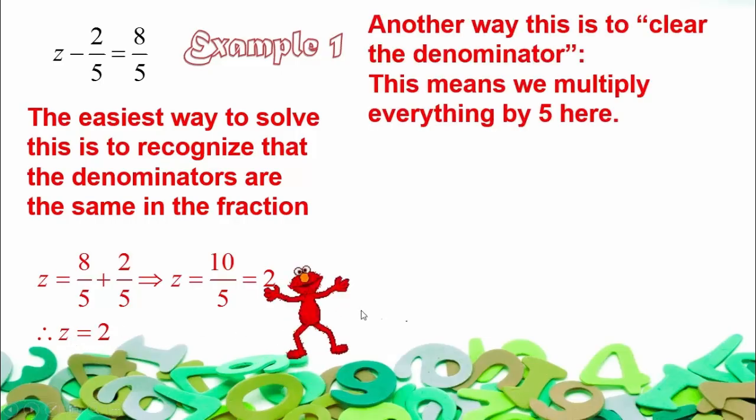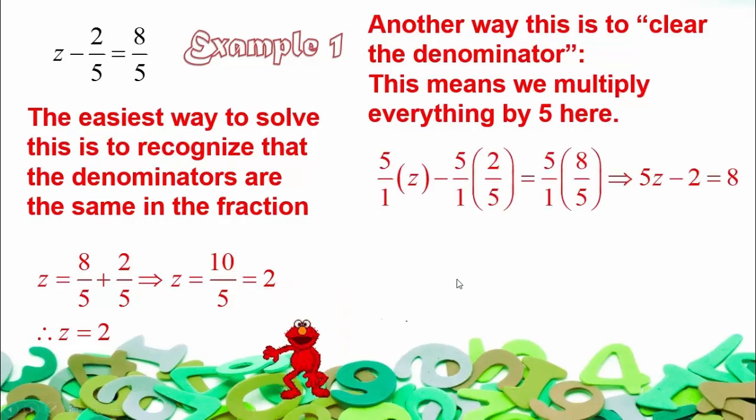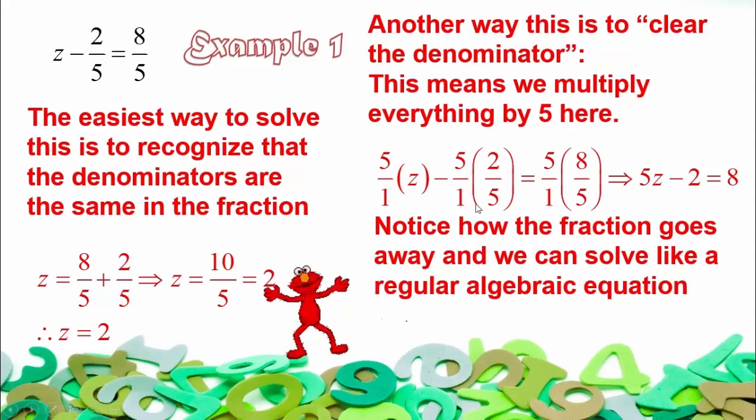Another way to do this is to clear the denominator. This means that we multiply everything by 5. So what I did was I took everything and put it over 1, because that's essentially multiplying by 5, so we don't confuse things in the fractions. Then I redid the equation by canceling out the 5's, and that gives us the equation 5z minus 2 is equal to 8.